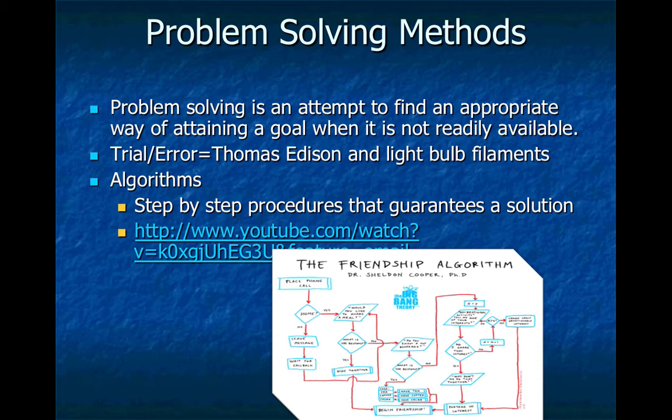These are step-by-step procedures. They guarantee a solution to the problem. What's nice about algorithms is you have that guaranteed solution at the end. A downside to algorithms is sometimes they can be timely. It can be monotonous, but if you follow the guidelines, these step-by-step procedures, you're going to find a solution. This YouTube video is funny if you get a chance to watch it. It's from the Big Bang Theory, where Sheldon has a friendship algorithm.